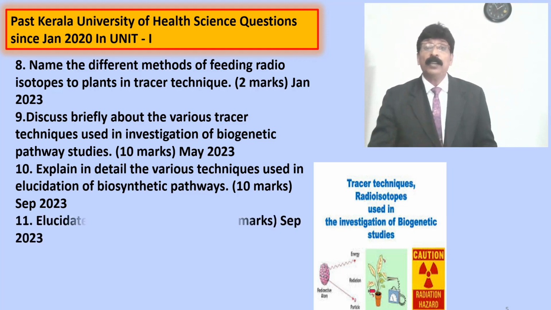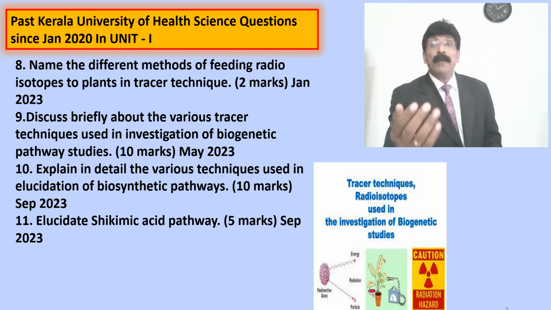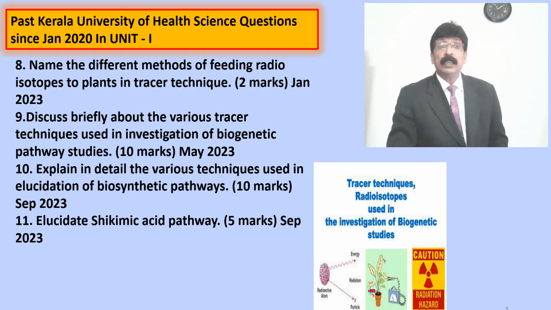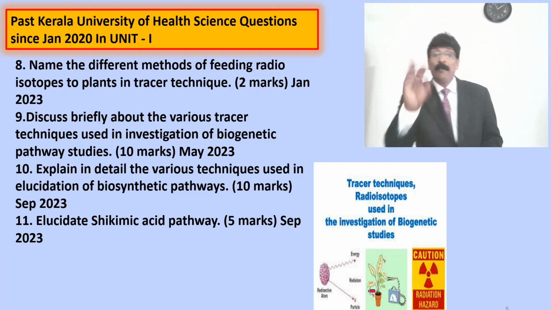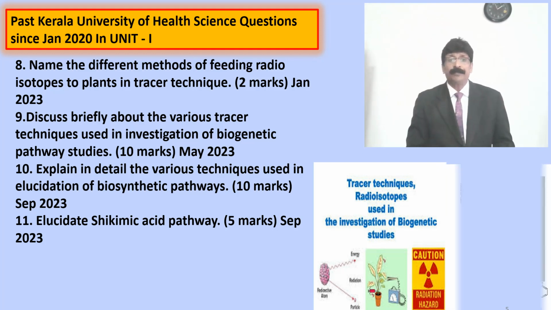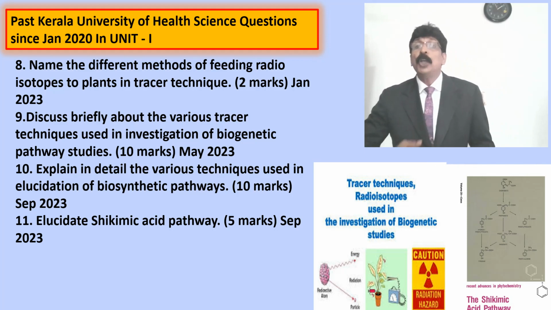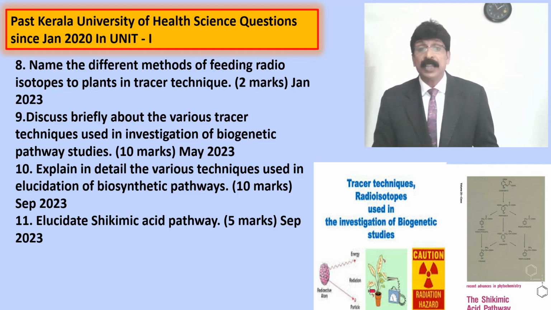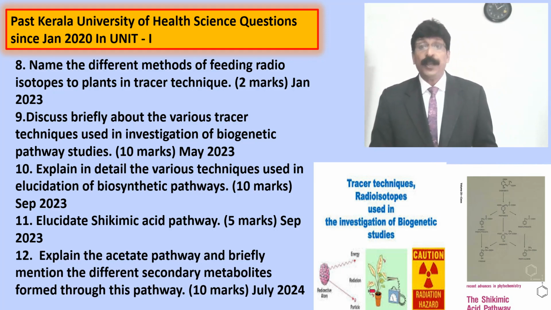September 2023 also they have asked. And question number 11, university question: elucidate Shikimic acid pathway, a 5-mark question in September 2023. So in the same question paper they are asking more than 20-mark questions from this chapter. So it is an important chapter actually. So we have to be prepared for ourselves.